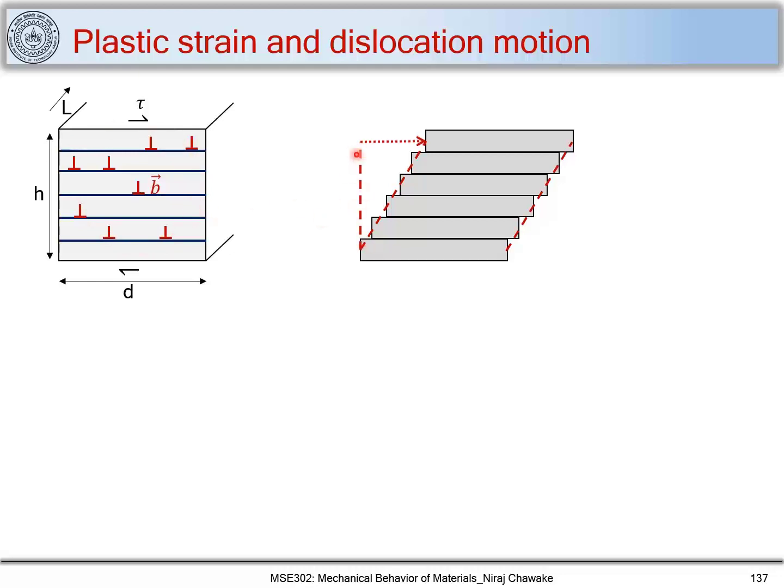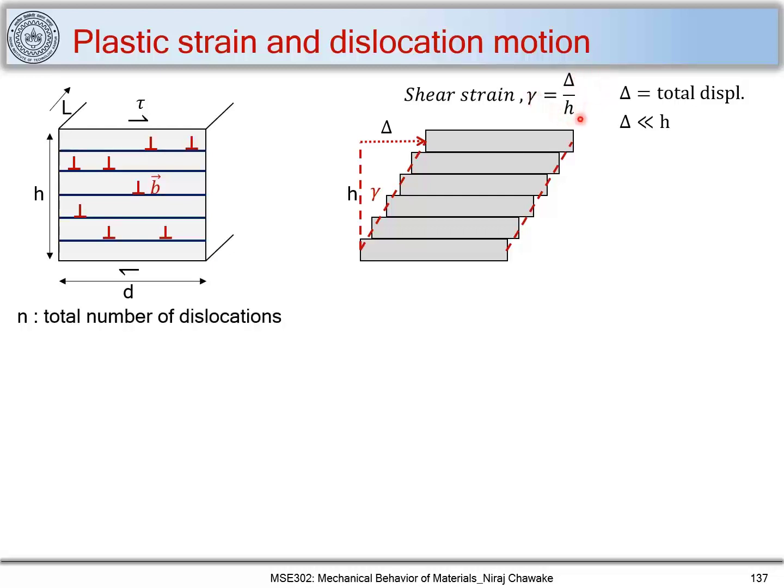So let's consider this height. This will be the height h, and this is the total displacement being created. I call it delta. This is the total displacement, and this delta is much less than h, the height of this crystal. Now we can find out the shear strain. Let us call that gamma. Because delta is much smaller than h, we define shear strain as gamma equal to delta upon h.